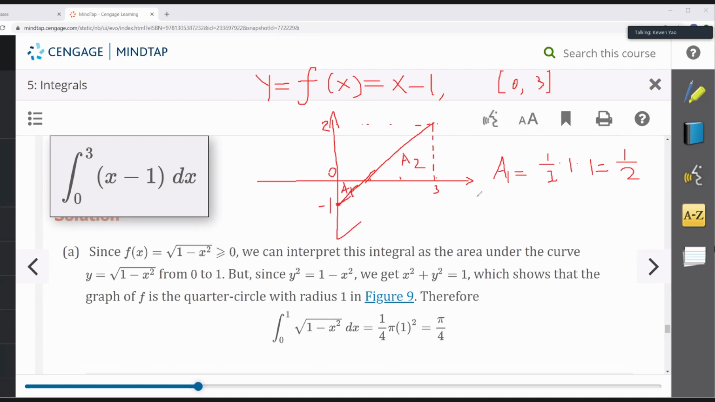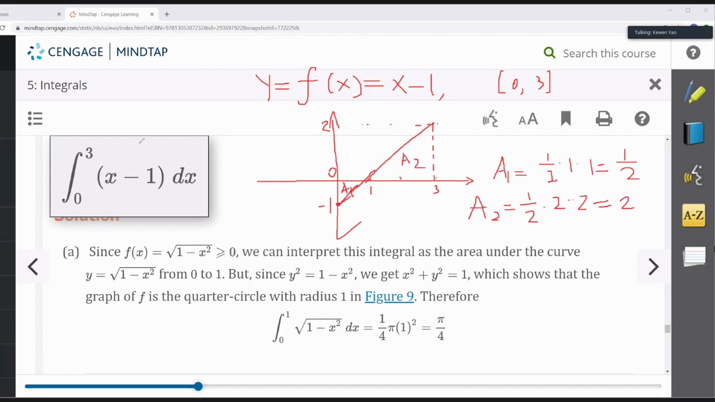A2 is the area of this piece. What's A2? It's 1/2 base times height. What's the base? This is 1, so the base is 2. The height is 2, because this is 2. So A2 is 2.